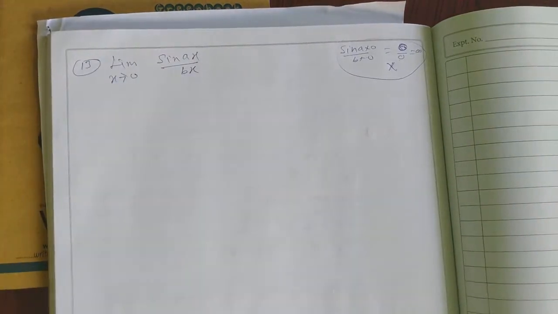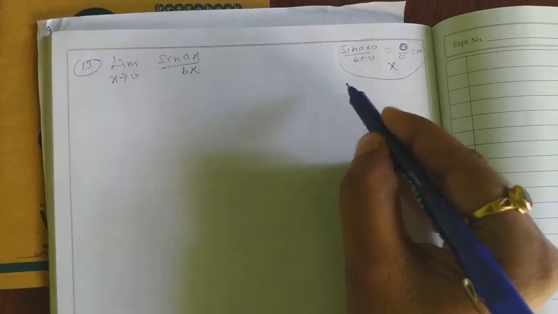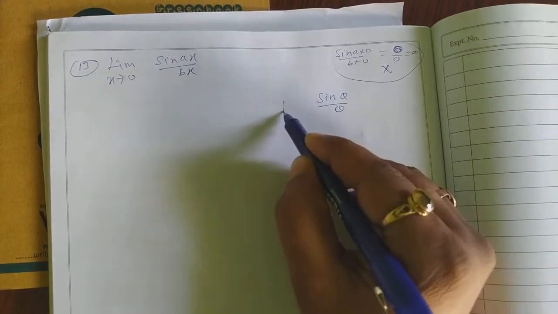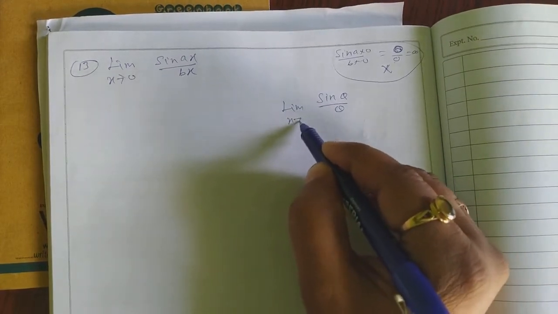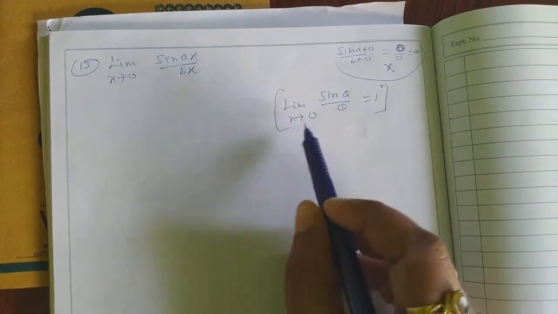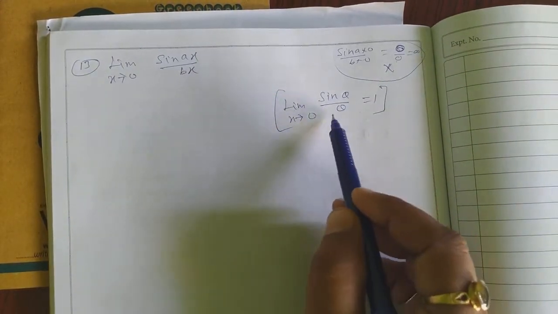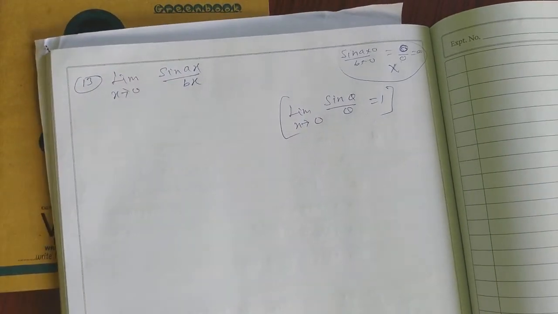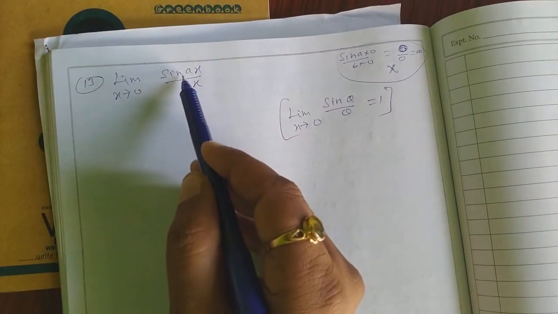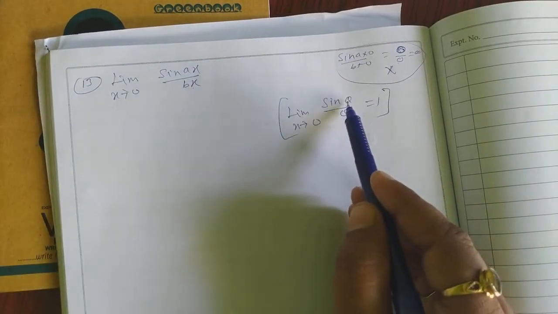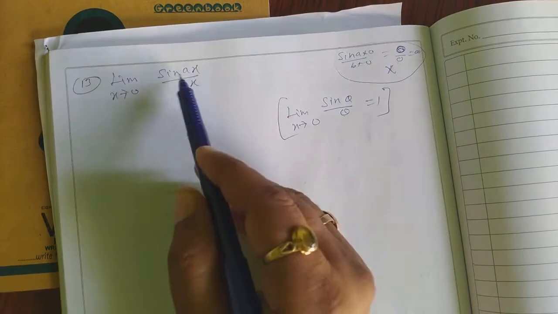So how to solve this question here? You have one identity: limit of sin theta upon theta, as theta tends to 0, is equal to 1. Using this limit, you will get the correct answer. But the condition given here is sin ax upon bx, while the identity is sin theta upon theta.